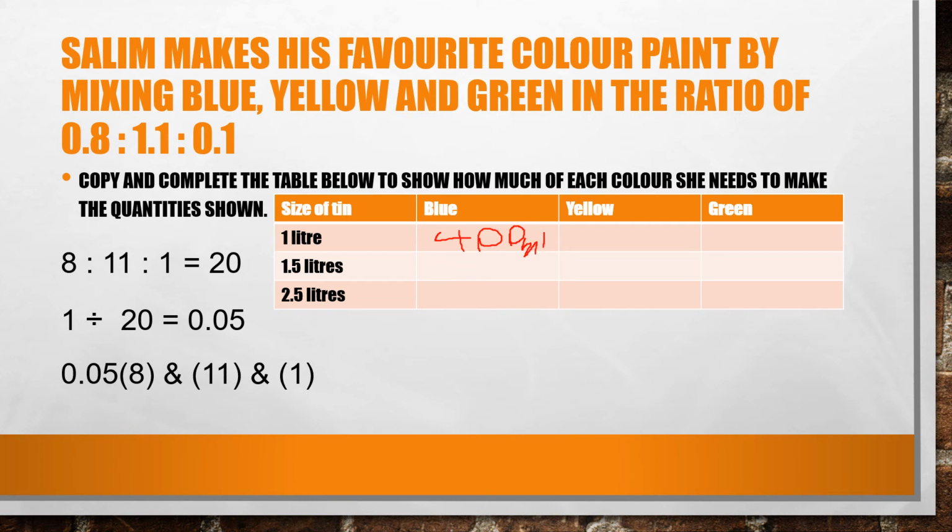And for yellow also, 0.05 multiplied by 11, we get 0.55. So we change it into milliliters and we get 550 milliliters. And lastly for green, we have 50 milliliters. So if you want to check your answer, you can add all of this and you will get 1 liter. Now, your homework is that you have to find out and fill the rest of the table.